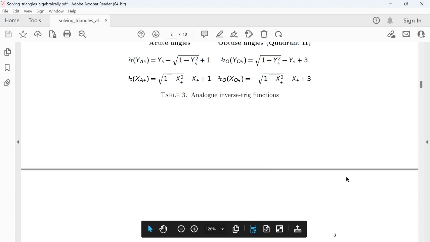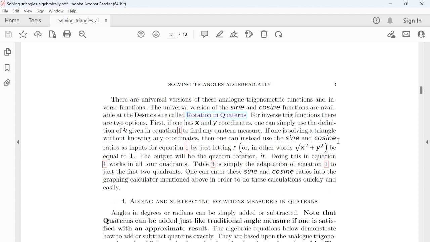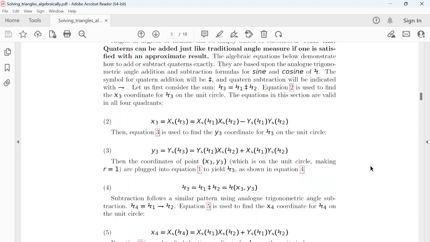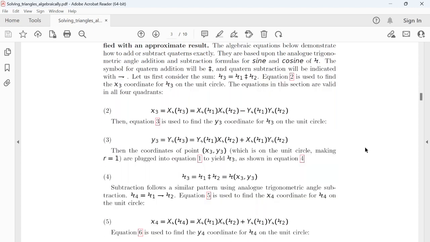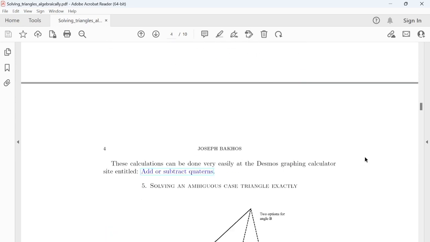So with that said, let us get to the triangle we want to solve. It turns out that with the analog trig functions and inverse trig functions, you, in essence, solve the triangle the same way you do with traditional measure, except that it's all algebraic. The functions are all algebraic. They are not transcendental functions. So let's jump to it and get to solving the triangle.